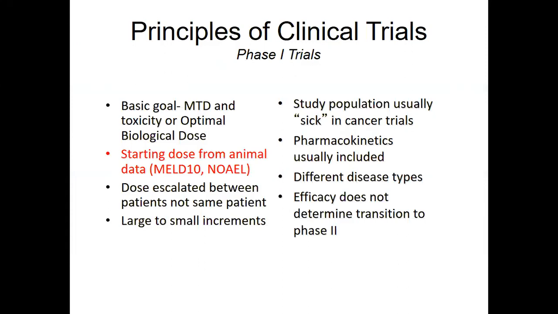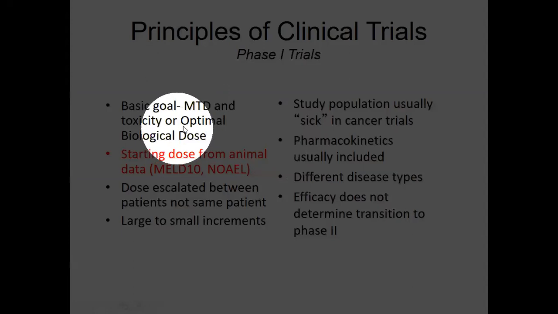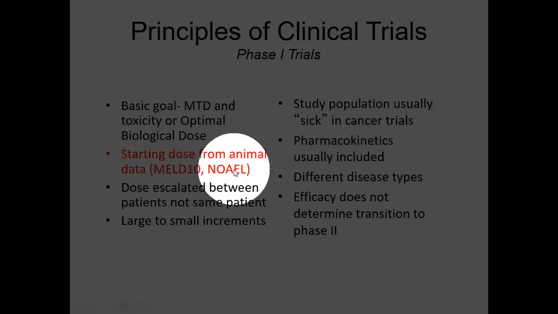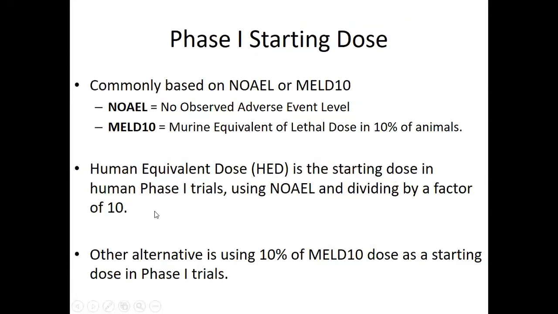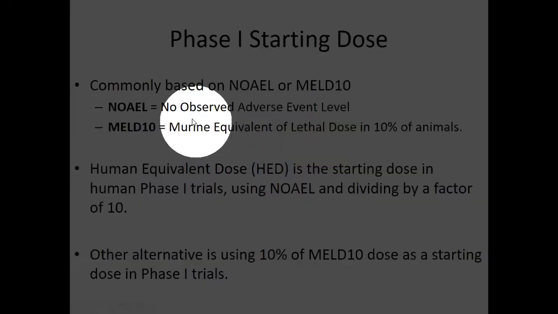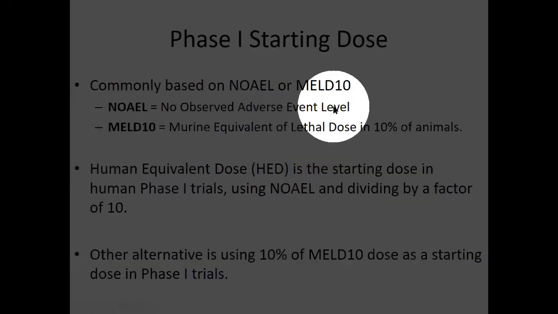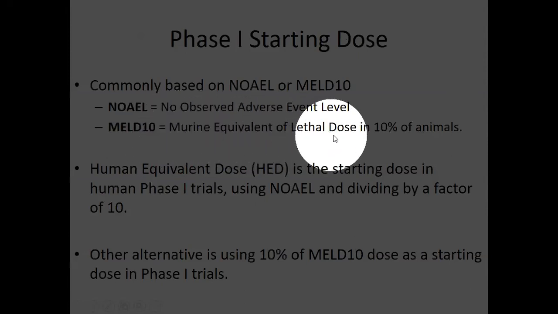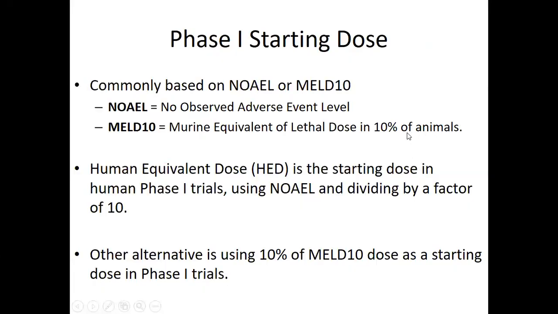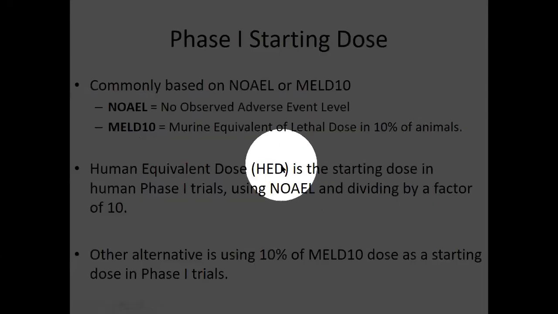Phase 1. So phase 1, we talked about. The basic goal of phase 1 is the optimal biologic dose or the maximum tolerated dose. And you look at this dose called MELD-10 or NOEL. And what you do is you dose escalate, not in the same patient, but in patient groups. And you usually have small increments of escalation. NOEL is no observed adverse event level. And MELD-10 is the murine equivalent of lethal dose in 10% of animals. And then you have the human equivalent dose, which is HED.